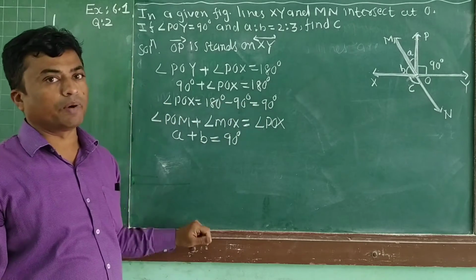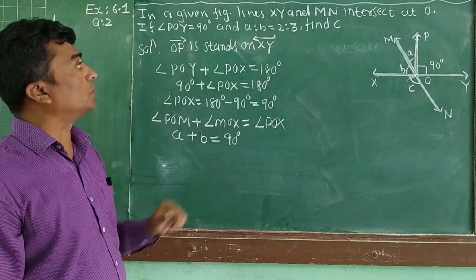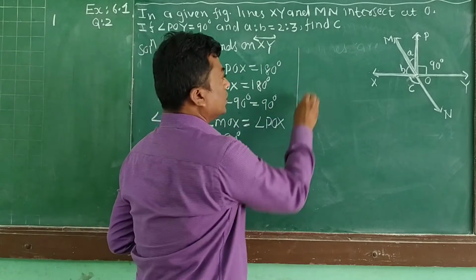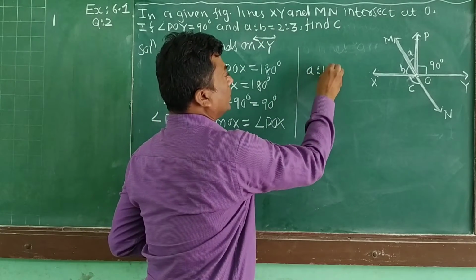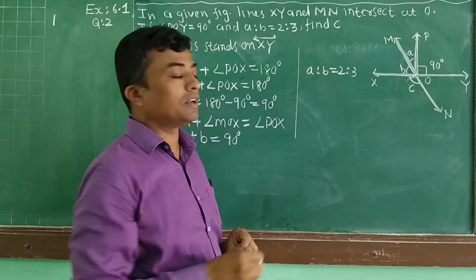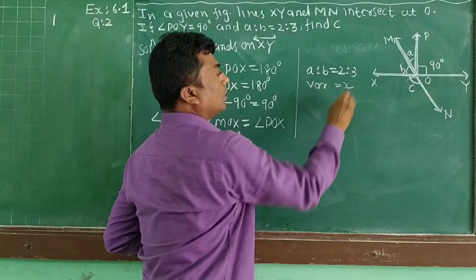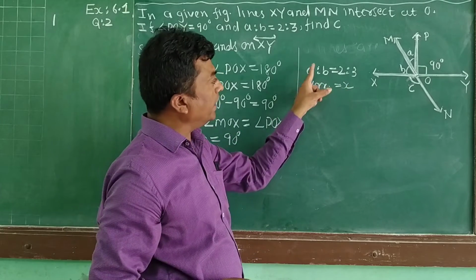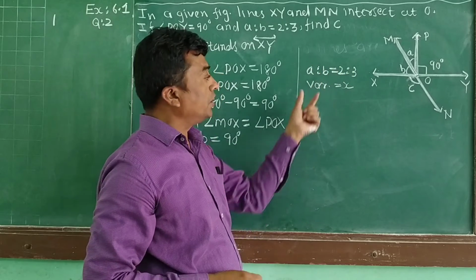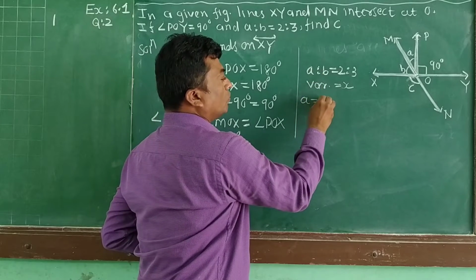Now see children, in the given question, one ratio is given to us. A ratio B is equal to 2 ratio 3. Now for that we will consider one variable, x. So see here, A is related with 2 and B is related with 3. If we consider one variable x, then A is equal to what?